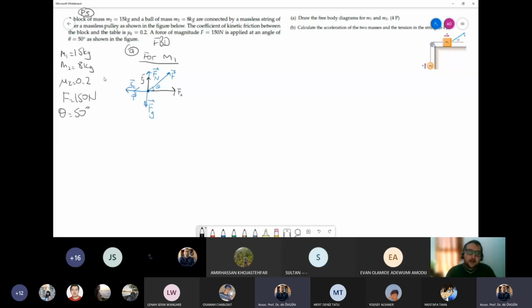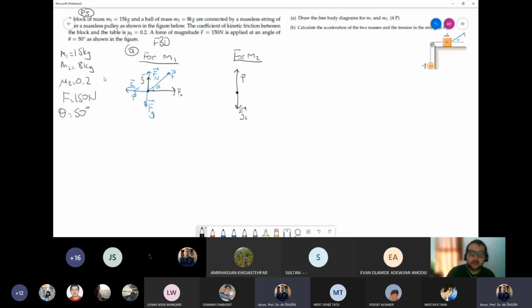Then you must draw the free body diagram for M2, and for M2 it is very simple because there is tension upward and M2G downward. But let's write it also Fg. So if you write Fg, you must write this is Fg1 and this is Fg2. Okay, to understand. But the T's are the same because they are connected with the same rope. The magnitudes are the same, but the directions are different.